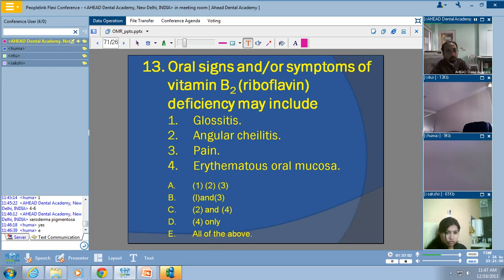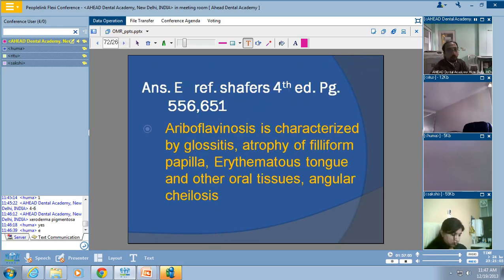So the correct answer would be all of the above. Okay? And when there is a deficiency of vitamin B2, we call it ariboflavinosis, which is characterized by glossitis, atrophy, all these conditions. Okay?